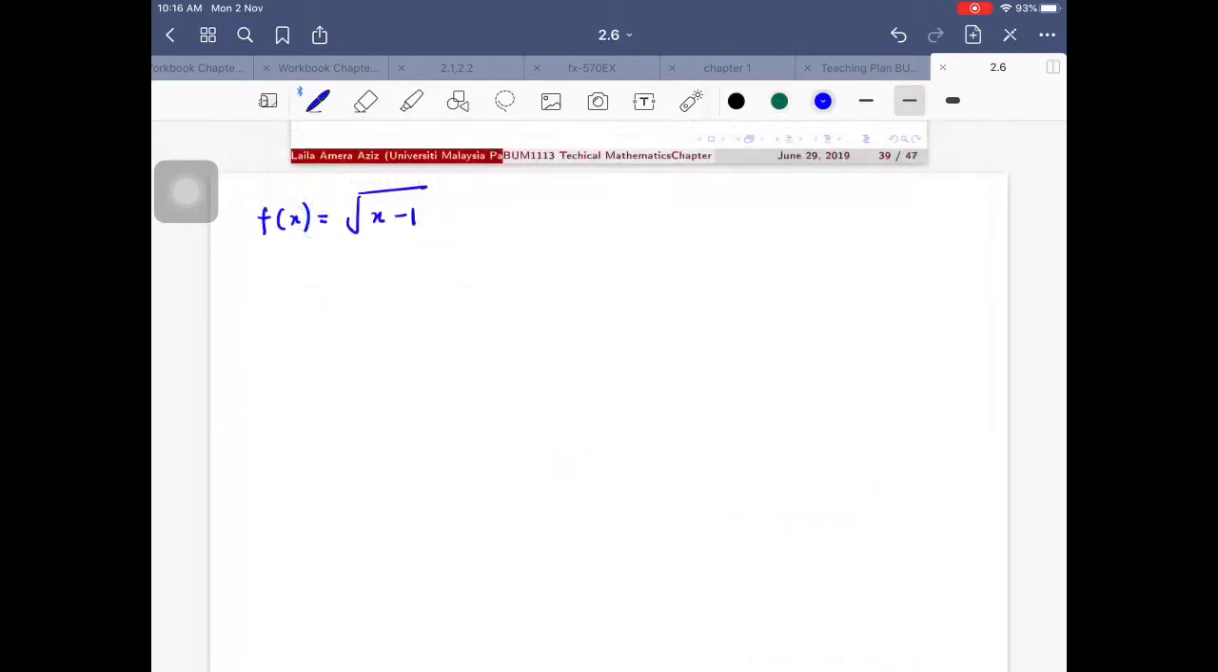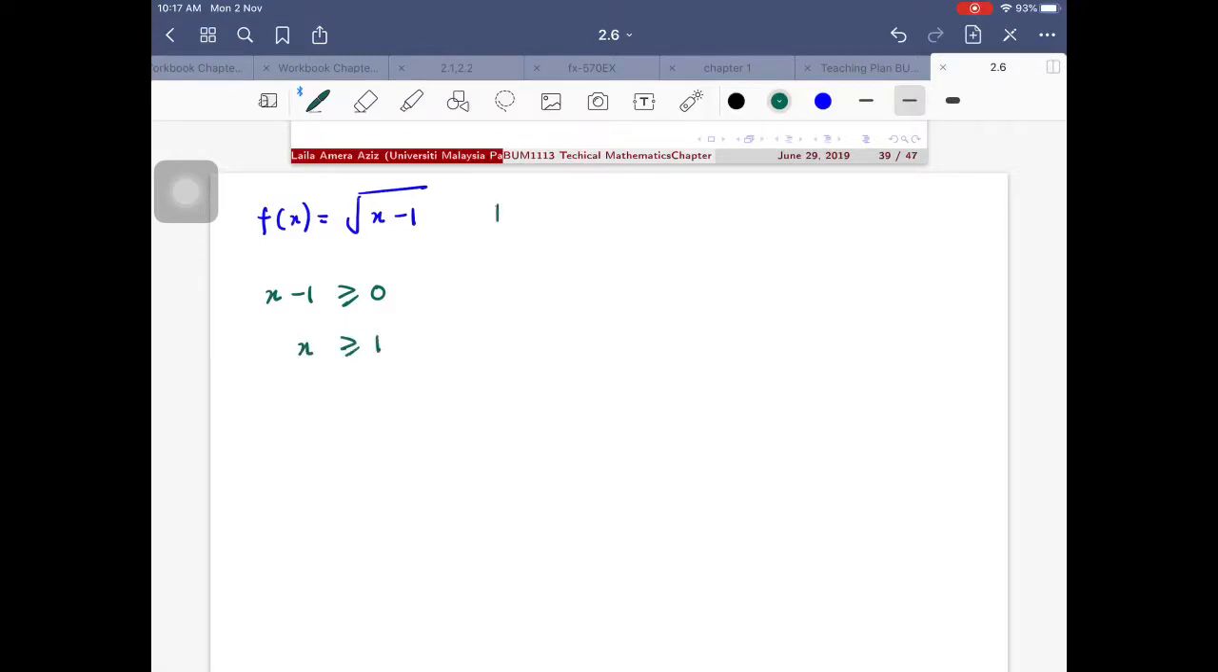Let's suppose I have a square root function, f of x equals the square root of x minus 1. Let's find the domain and range for this one. You know that for a square root, whatever goes inside the square root must be greater than or equal to 0, or else it's going to be undefined. So x must be greater than or equal to 1.